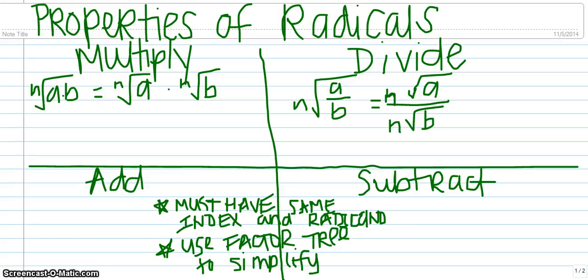Hello students, today we are going to discuss properties of radicals. There are 4 different types depending on whether you're multiplying, dividing, adding, or subtracting.